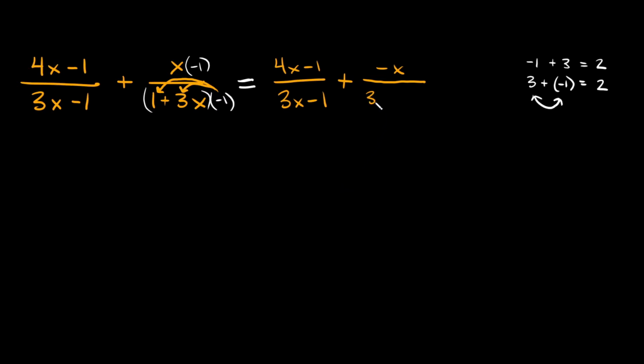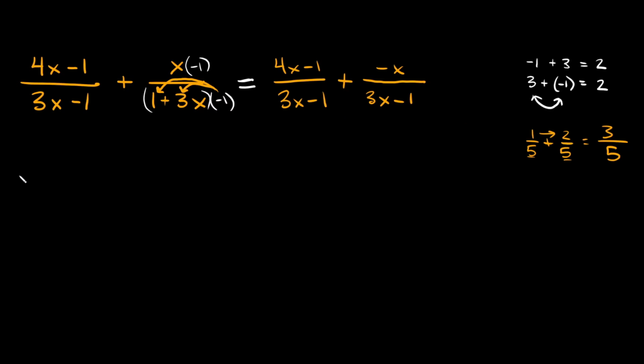Okay, so now we have 3x minus 1 right here also, okay? So as you can see, we have the same denominator in both cases, right? In order to add these, again, you can just think of normal numbers. If I had 1 over 5 plus 2 over 5, well, we have the same denominator, right? So you just keep it, and then the top you just add straight across, right? So 1 plus 2 is equal to 3. You do the exact same thing over here.